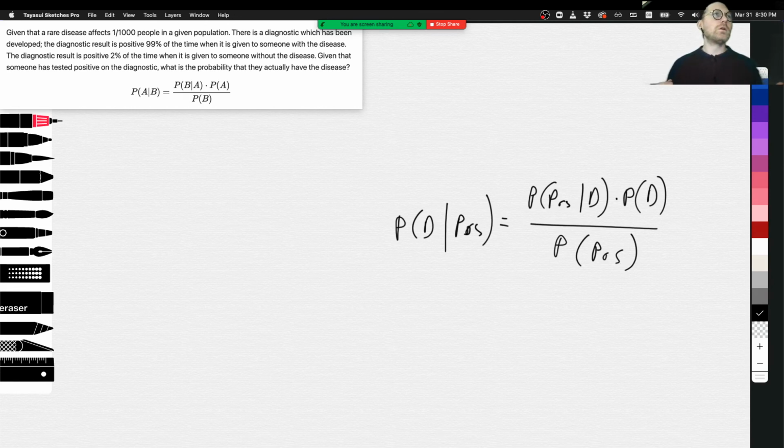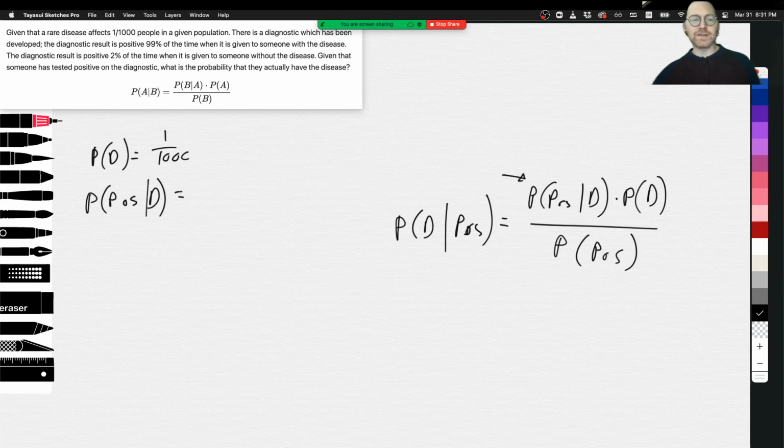The probability of having the disease is 1 in 1,000. The probability of testing positive given having the disease, we know that's stated explicitly. It's positive 99% of the time when it's given to someone with the disease. So the probability of testing positive given having the disease is 0.99. Is that all it gives us? Oh, the diagnostic result is positive 2% of the time when it's given to someone without the disease. So that's the probability of being positive given not disease, and that's 0.02.